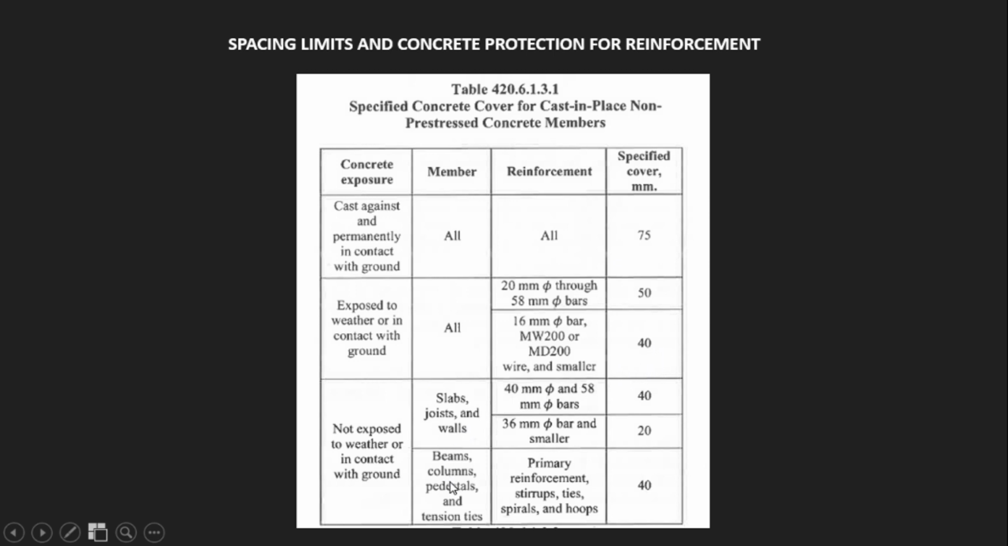So it is written here. For beams, columns, pedestals, and tension ties not exposed to weather or in contact with ground, our concrete cover is at least 40 millimeters. This table, guys, these concrete cover values, you should memorize because they are not given in exams. This table comes from NSCP 2015.